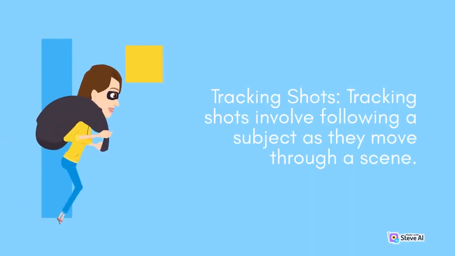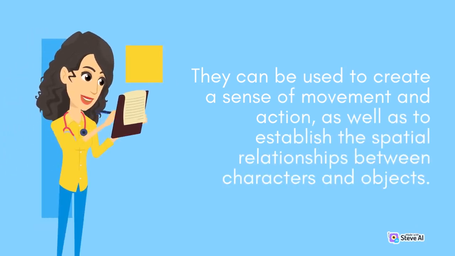Tracking shots. Tracking shots involve following a subject as they move through a scene. They can be used to create a sense of movement and action, as well as to establish the spatial relationships between characters and objects.